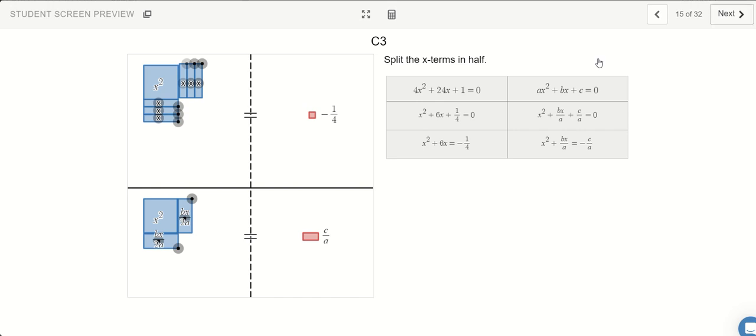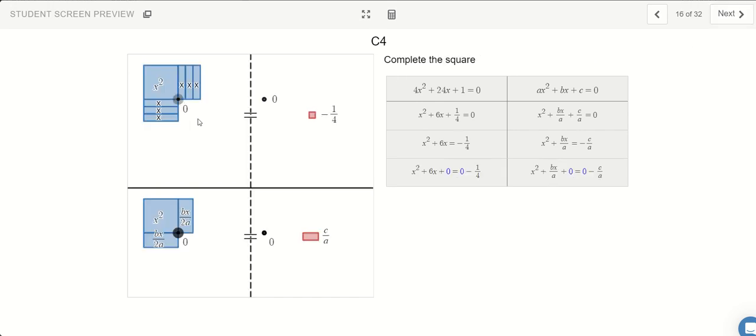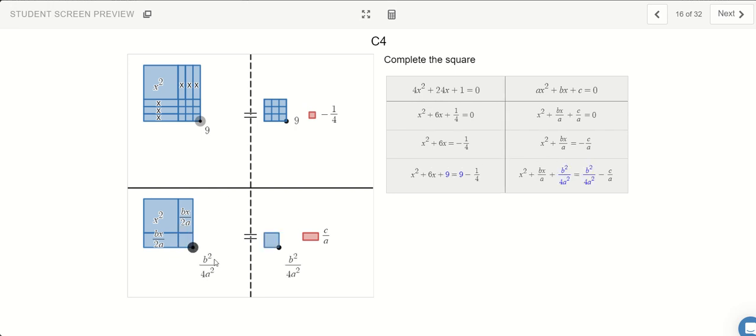Now to complete the square, I need to figure out how many units I need in the corner. So for a 3 by 3 square, I need 9 units. And again, we're going to add 9 to both sides. And here, if this is b over 2a by b over 2a, we need a section that's b squared over 4a squared. Again, not too important where this comes from. Just think about we're completing the square. We're filling in the constant gap here.